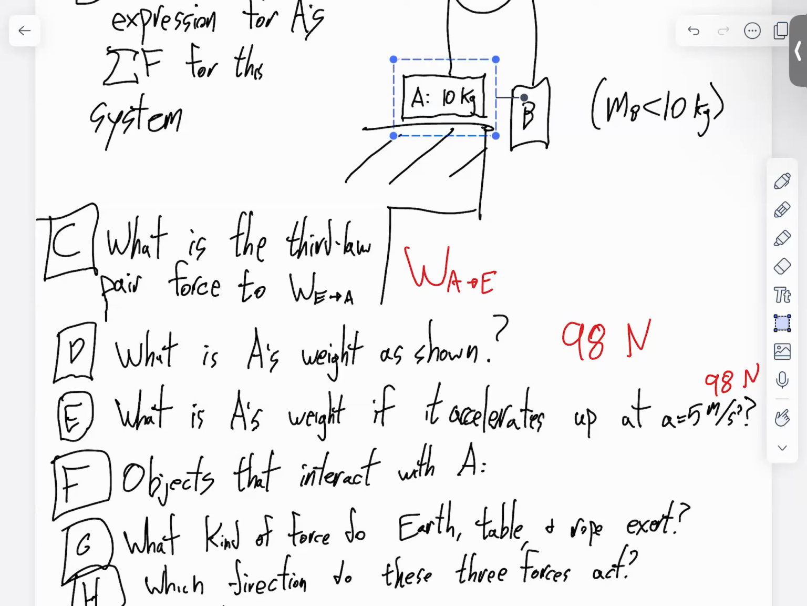Okay, did you all write that down? Normal forces point away from the object. Think about what it would mean for the opposite. If the table is exerting a downward force on A, it's like suctioning A, sucking it into itself. Is that the way that normal forces act?